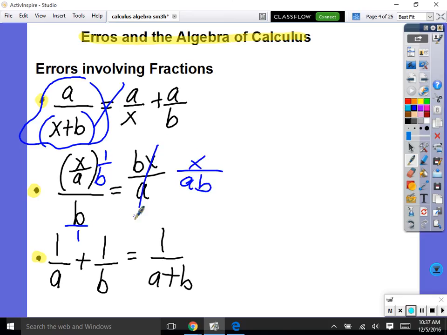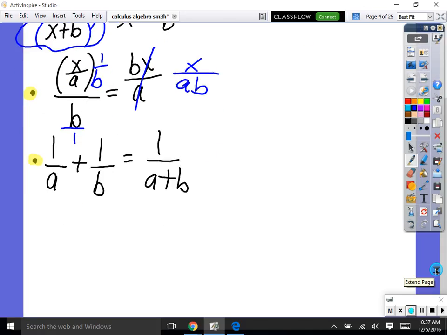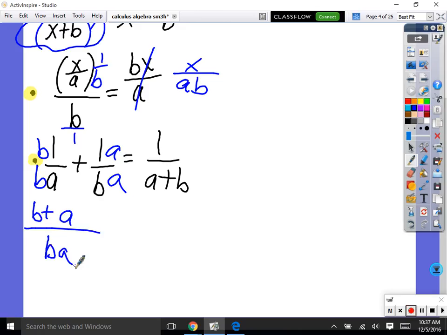Okay. Adding fractions. People will just say, oh, we have 1 over a plus 1 over b. That's 1 over a plus b. Well, you can't just add straight across. We have to have common denominators. We're going to see this a ton today. So we do b over b, a over a. Now the denominator is the same. So now we can add straight across. b plus a on top, b plus a, all over what? ba. Okay, very good. Any questions?